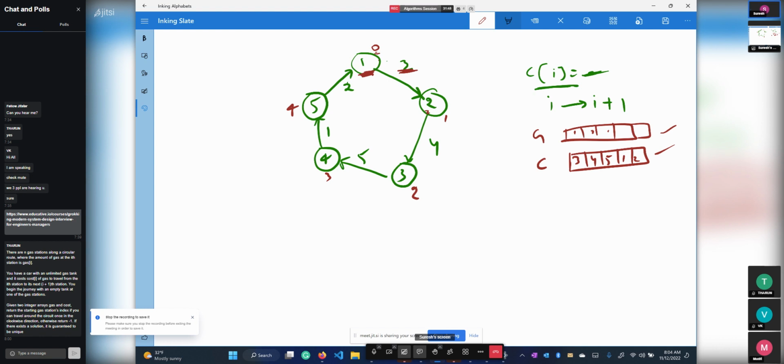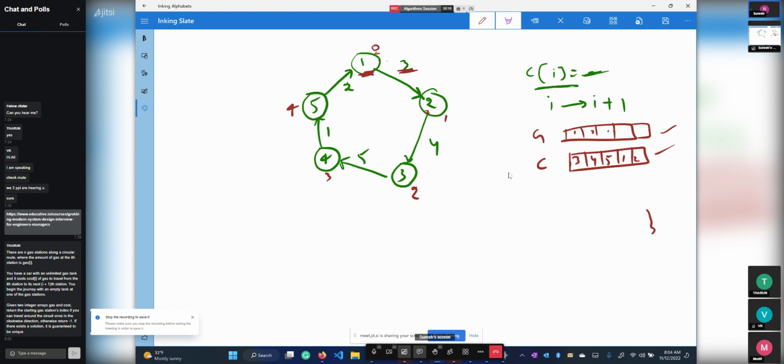Okay, Tarun, is it clear? Suppose there are five gas stations, one, two, three, four, five, and the distance between the first and second gas station is 3. That's right.